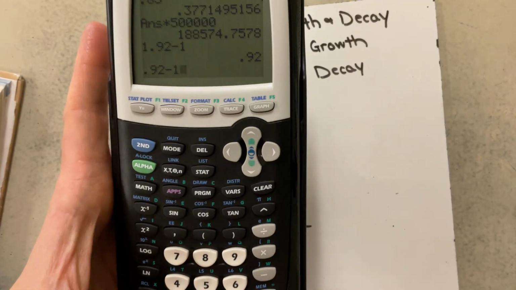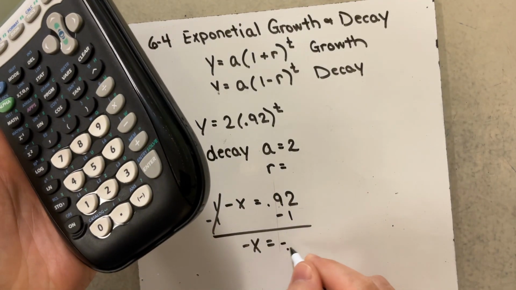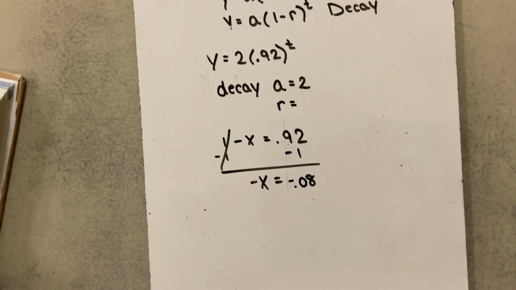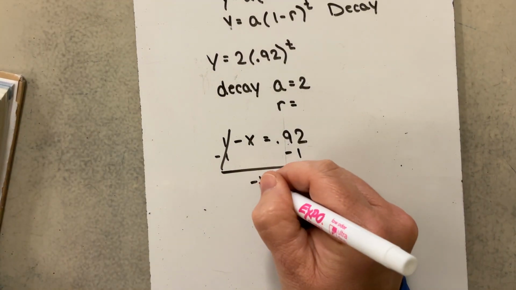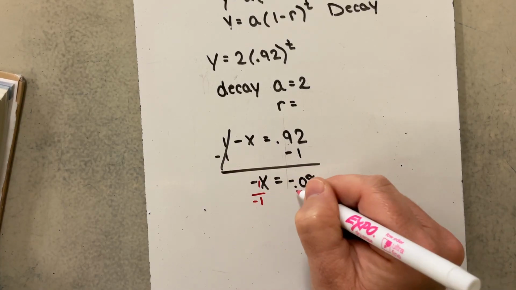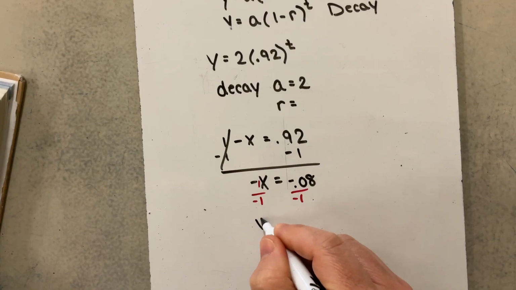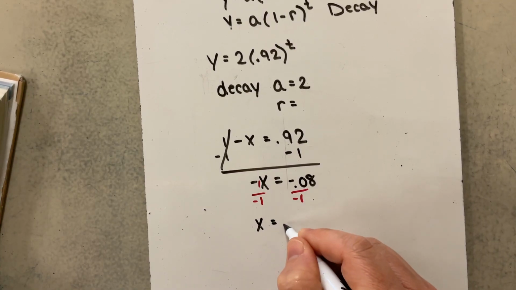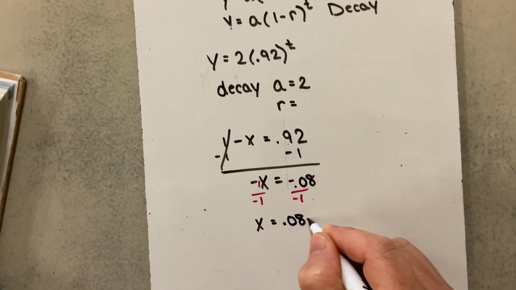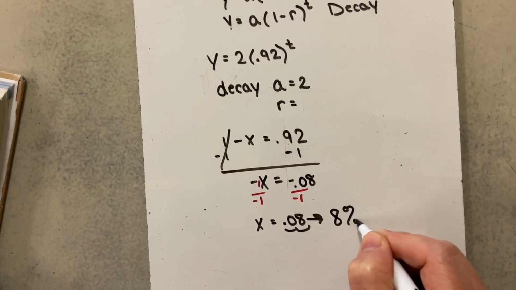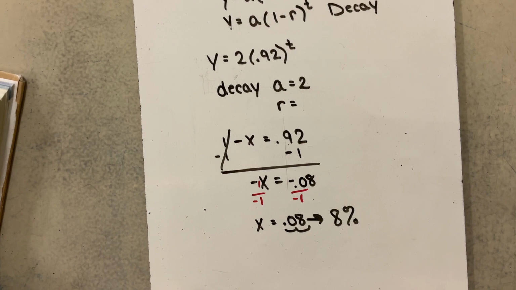0.92 minus 1, sorry. That is negative 0.08, but I want the positive of that. So we can either switch it, or remember, you could divide by a negative 1 on both sides. Either way, you're going to come up with your rate was 0.08, or, move it 2 times, 8%. Okay.